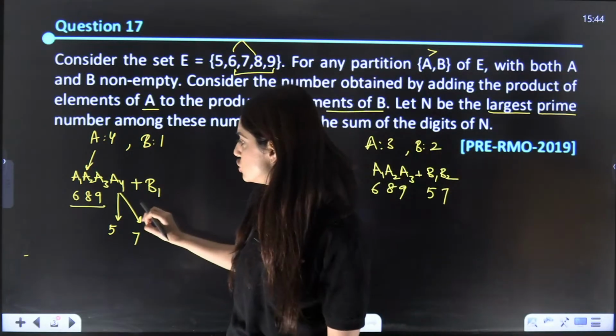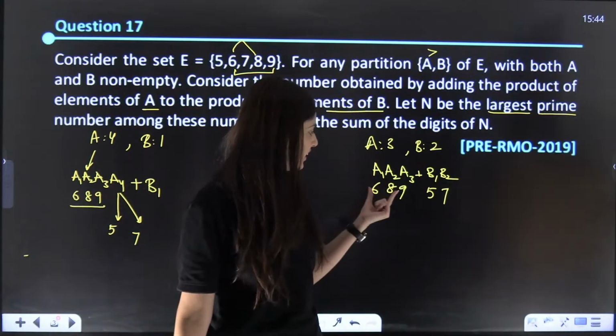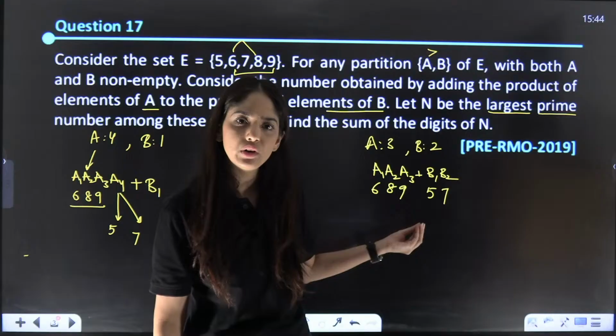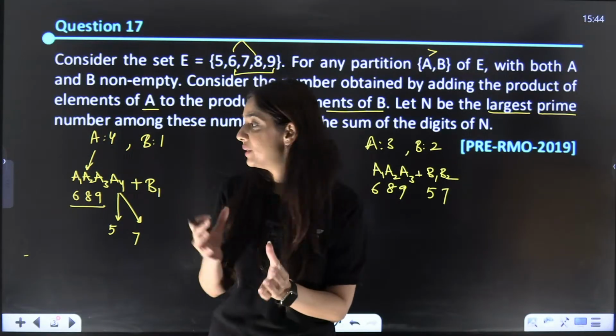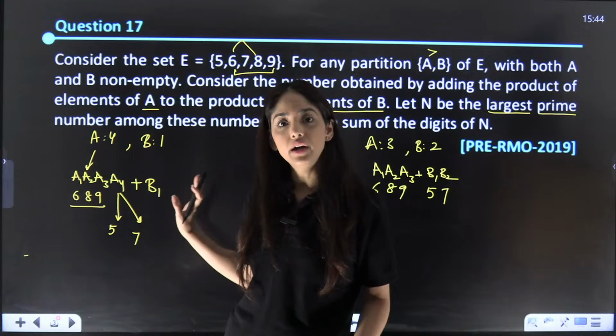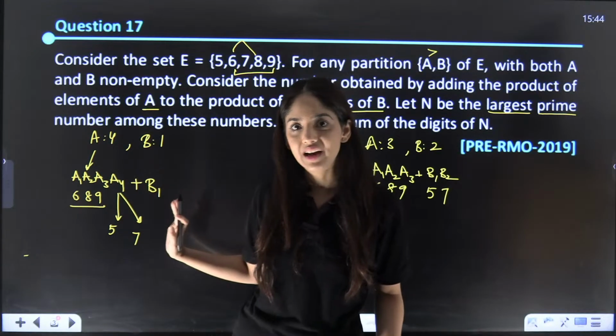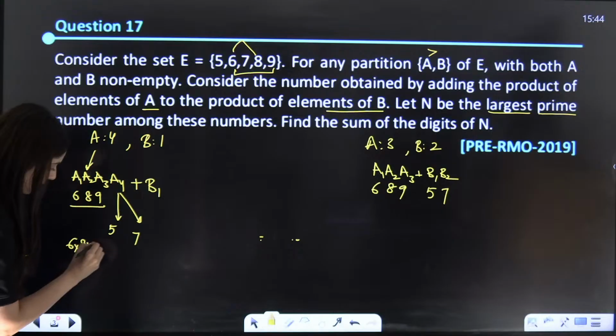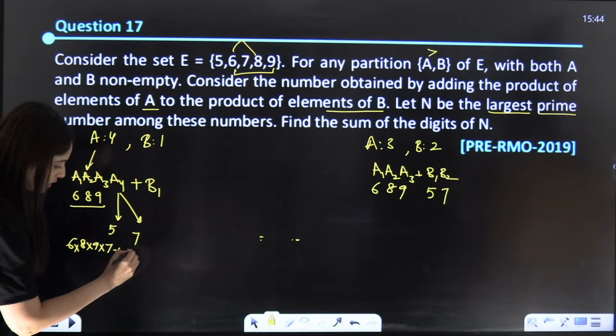What is the largest product, the largest prime possible, right? So the largest will be not when we are just multiplying these 3 numbers. If we are multiplying 6 into 8 into 9, then it will give a smaller number as compared to when we further multiply it with 5 or 7, right? So this will give the larger number. So the largest will be 6 into 8 into 9 into 7 plus 5.